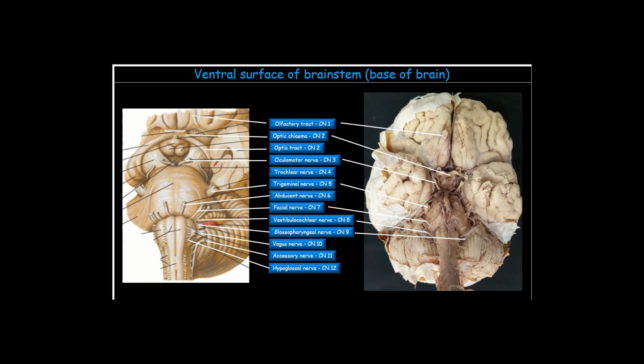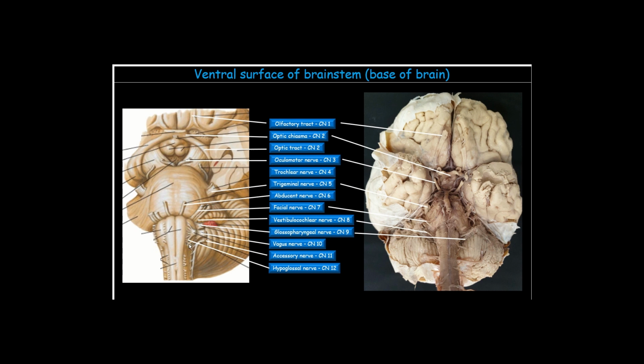Right, so here once again we're looking at the base of the brain, and you can see an illustration of the base of the brain on the left over here, and a picture of a prosection of the brain showing the base of the brain on the right over here. The brainstem can be seen very nicely over here.